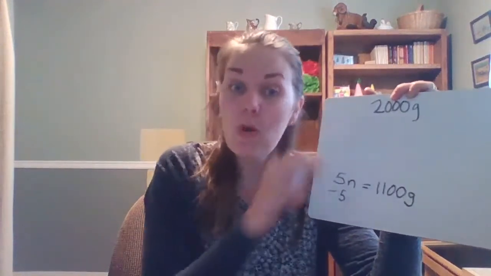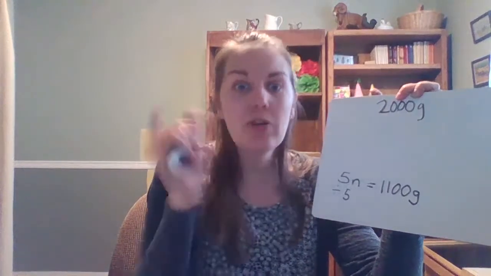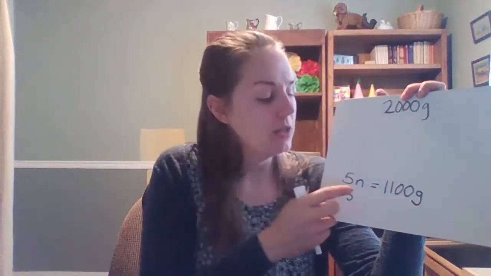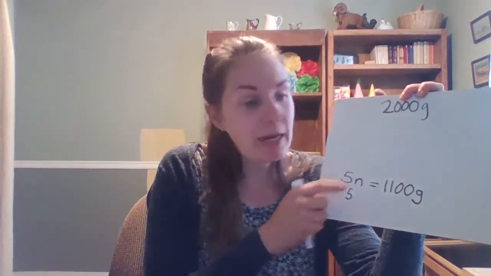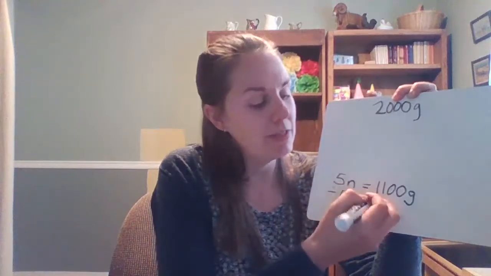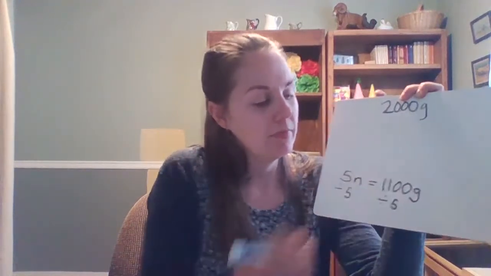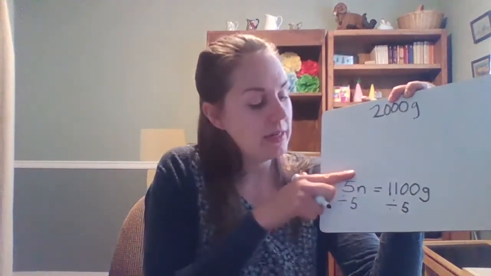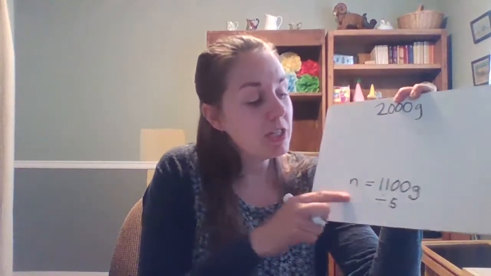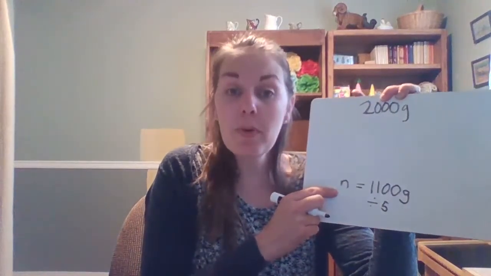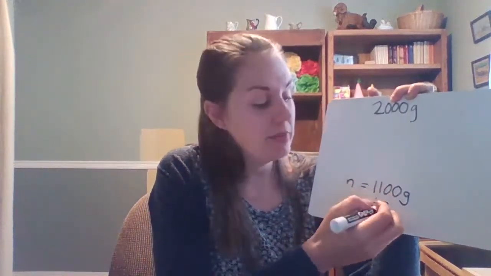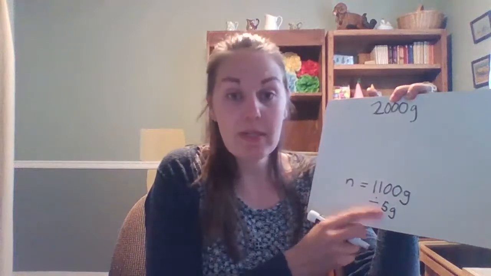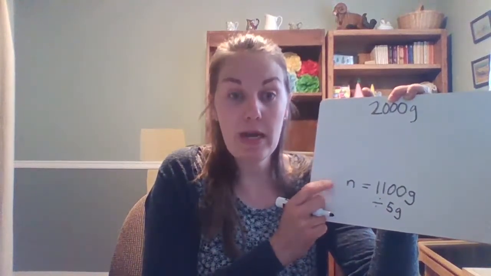Just like before, I had adding 900, I took away the 900. I did the opposite to get rid of it. So on this side, I'm going to take my 5 and divide it by 5. But I also have to divide the other side by 5 as well. Okay? So that's going to get rid of it on this side, and now I'm just going to be left with the number of quarters. So I have 1,100 grams divided by 5 grams, which is going to tell us the number of quarters that I have.